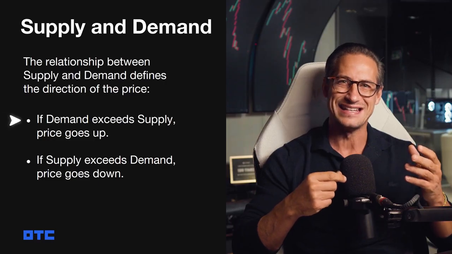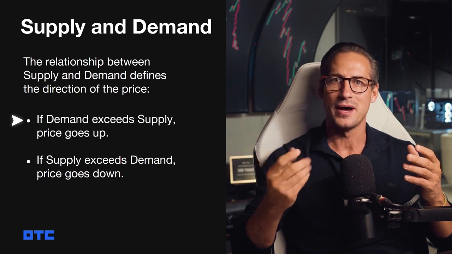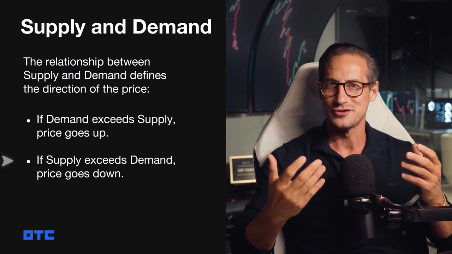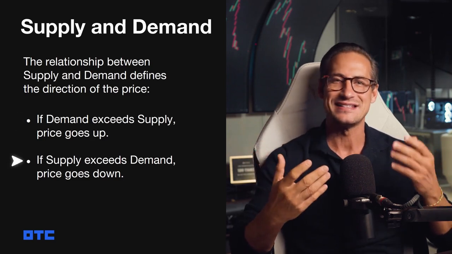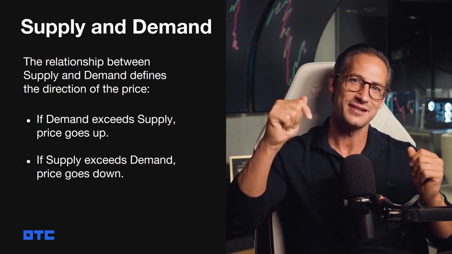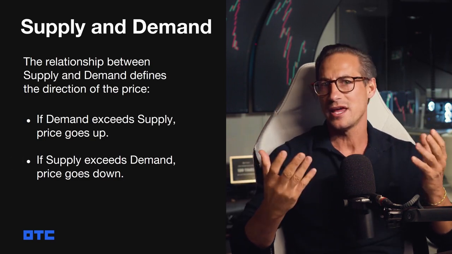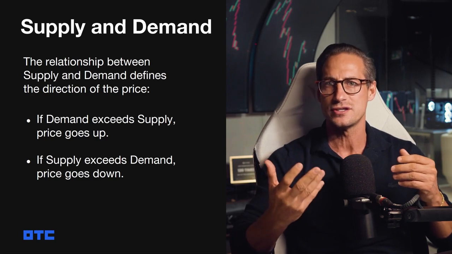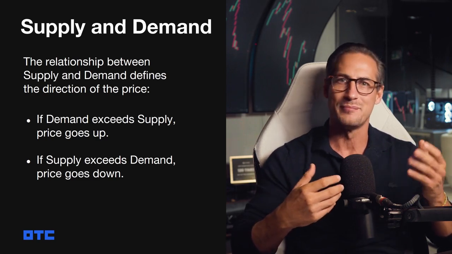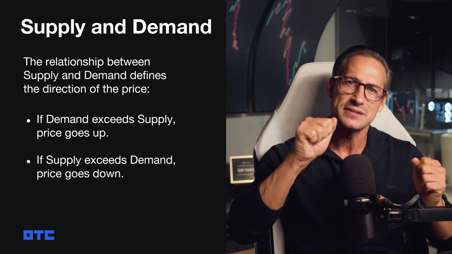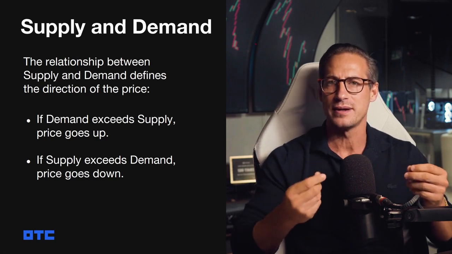To sum it up, the relationship between supply and demand defines the direction of price. If demand exceeds supply, then prices go up. Vice versa, if supply exceeds demand, price goes down. Now the takeaway is that price changes when one force, buyers or sellers, becomes zero at a specific price.